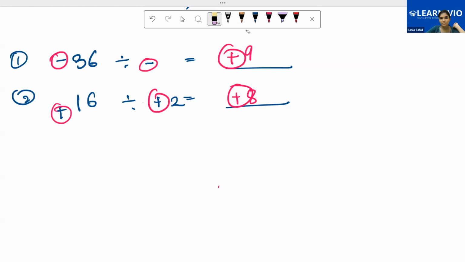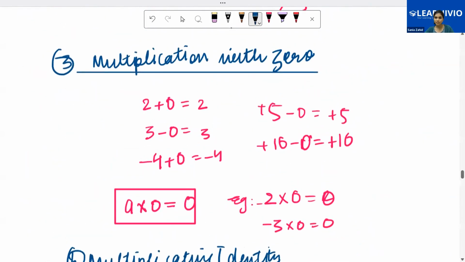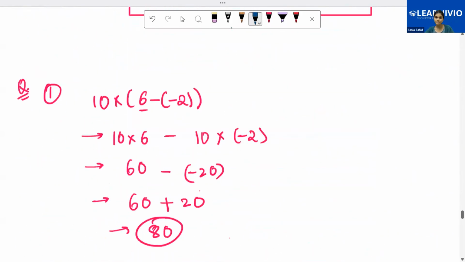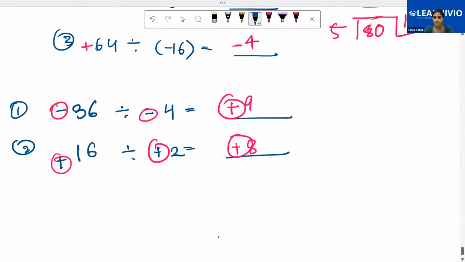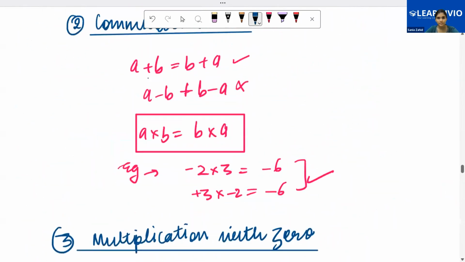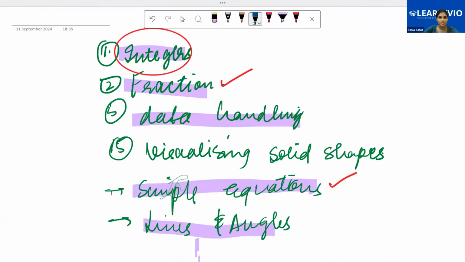Do you understand? Yes, ma'am. Okay, very good. Do you have any doubts in today's class? Is everything clear? Yes, ma'am. I shall be posting an assessment for this as well. By the next class, I guess we'll finish this chapter. Now, let's see your syllabus. We have done fractions.